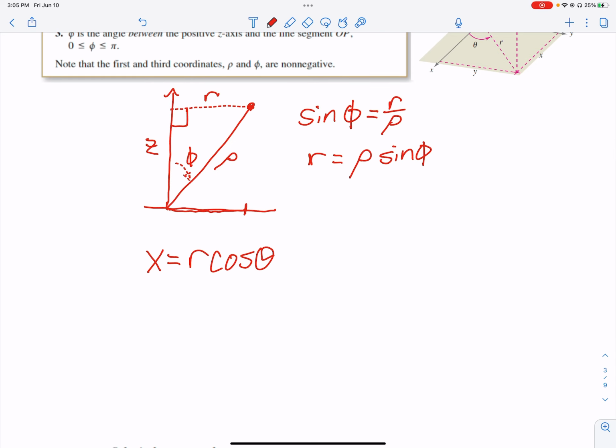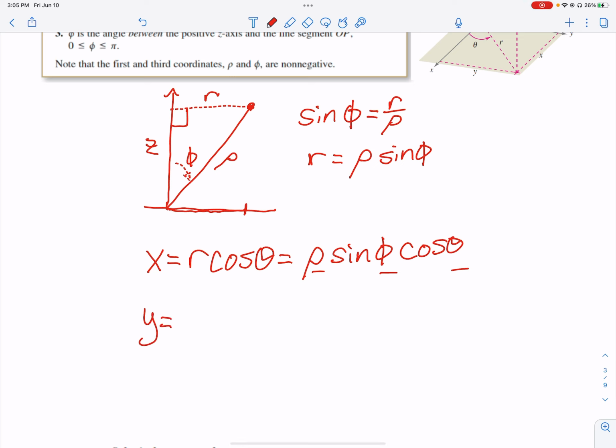And let's start replacing things. I'm going to replace r with rho sine phi, and then I keep my cosine theta. So we actually now have a conversion. If I have spherical, rho, phi, and theta, I can get back to x.